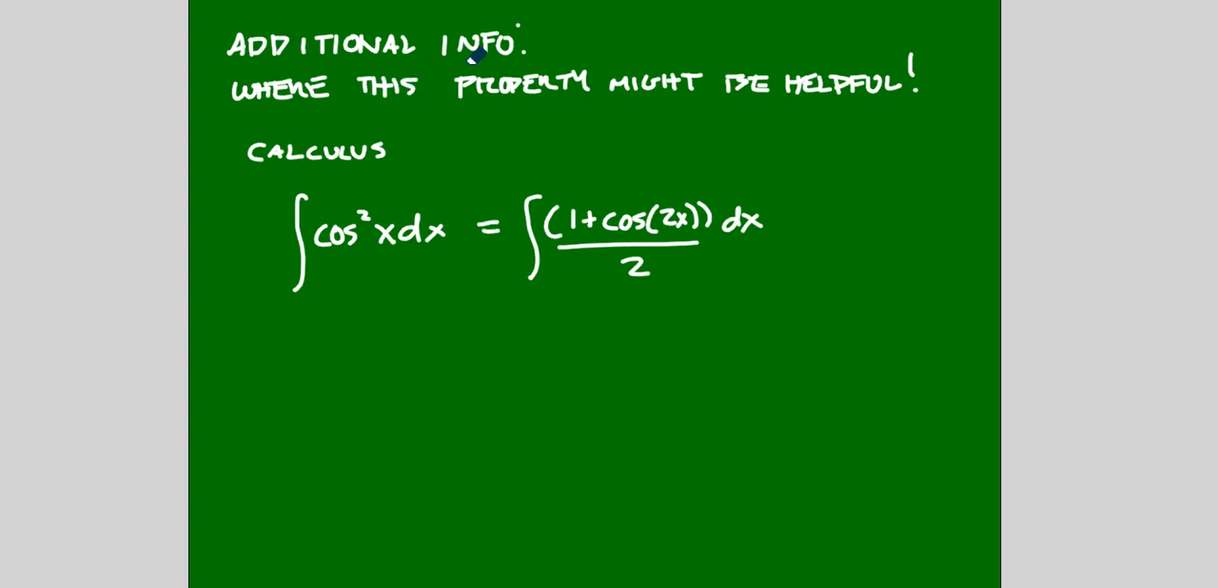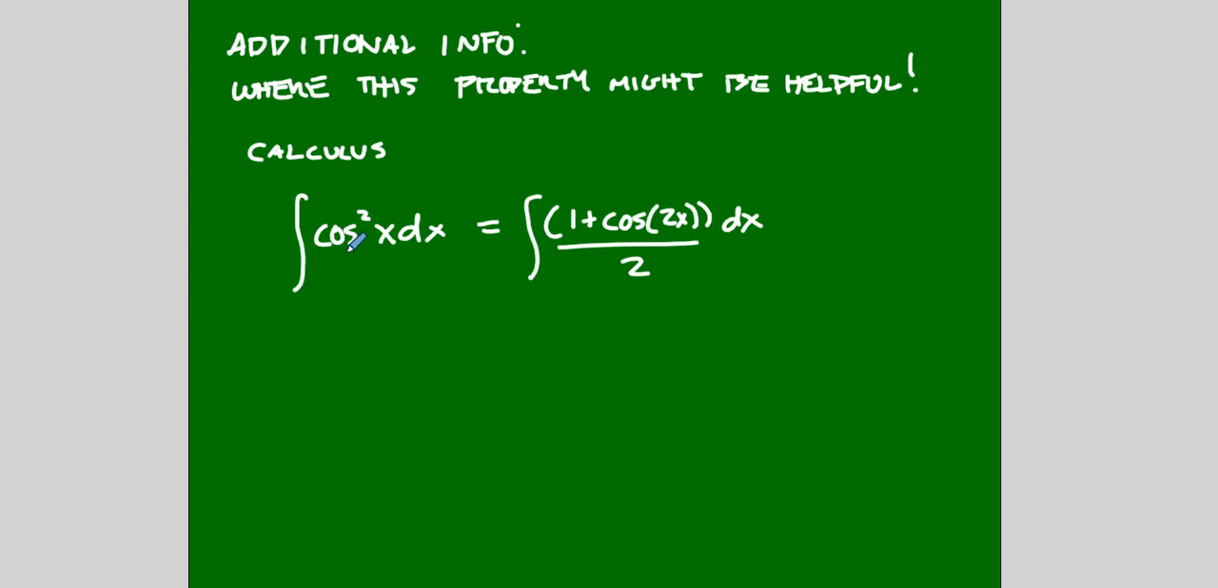So here's some additional info where this property might be helpful. That would be in calculus. So if you haven't had calculus, you can stop watching the video, or if you want to continue, you may just go on to the end. But the reason this is valuable is if, say, I had to integrate cosine squared x dx, that's pretty difficult to integrate, but if I write this property, cosine of 2x is relatively easy to integrate.